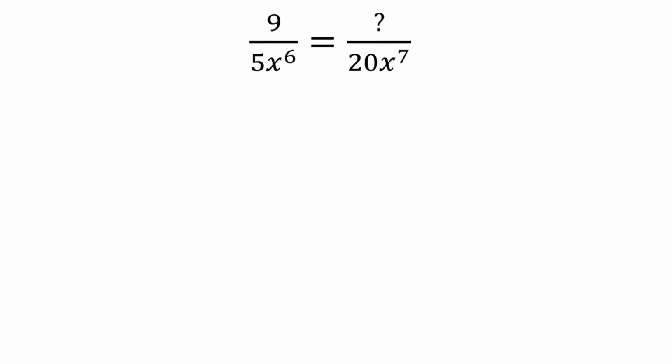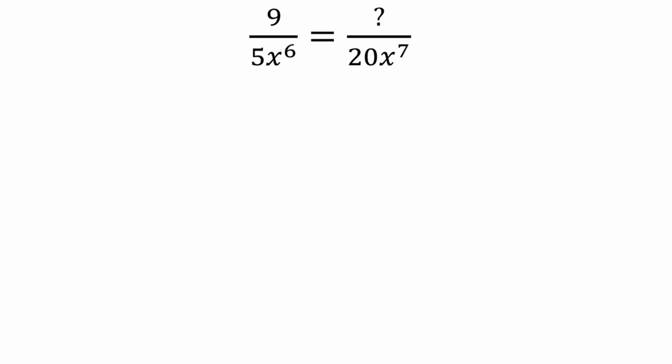What about 9 divided by 5x to the 6th is equal to question mark divided by 20x to the 7th? We need to find the blank so that the two expressions are equal. In other words, we want a denominator of 20x to the 7th, perhaps because that was the least common denominator in our problem, and we need to multiply 9 over 5x to the 6th in order to get that denominator.